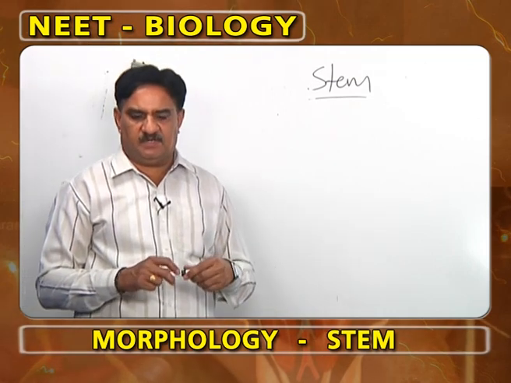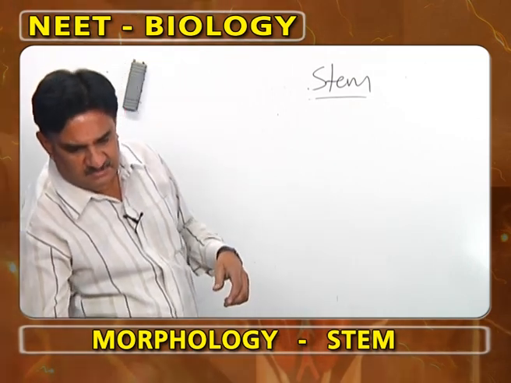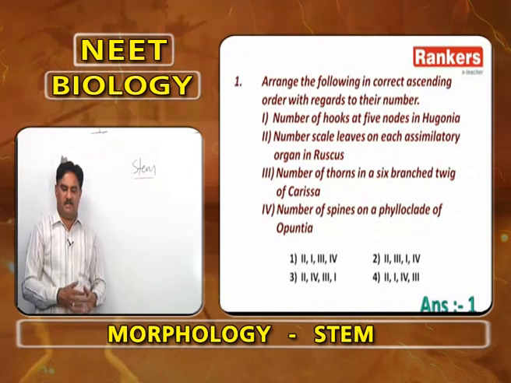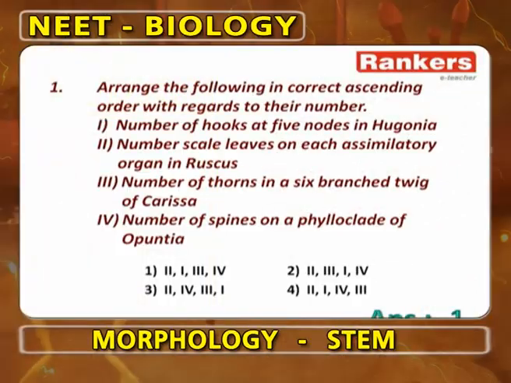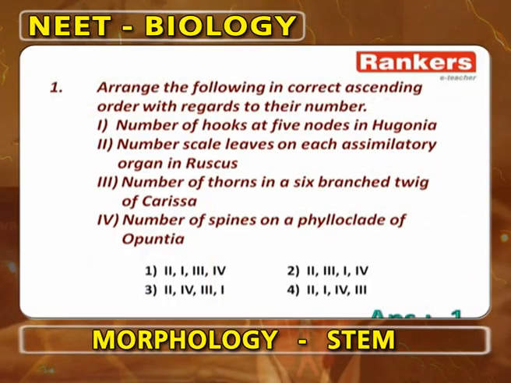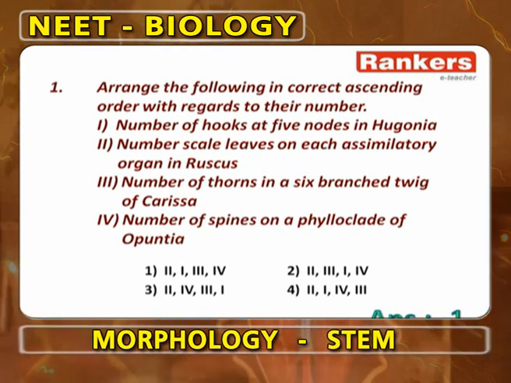Now coming to the important questions. First question: arrange the following in correct ascending order with regard to their number. Number of hooks in the 5 nodes of Hugonia means 10. Number of scale leaves at each assimilatory organ of Ruscus is 1. Number of thorns in a 6-branched twig of Carissa is 12. Number of spines in phylloclade of Opuntia is many. So the answer will be 2, 1, 3, 4.